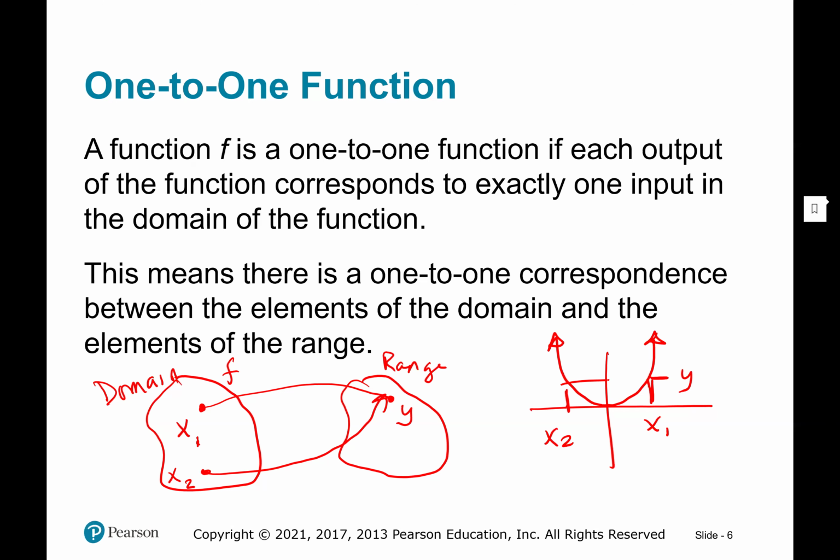Okay? So what makes it one-to-one? Each x has to go to a unique y. You can't have two different x's going to the same y. So you can't have two things mapped to the same output. Okay?